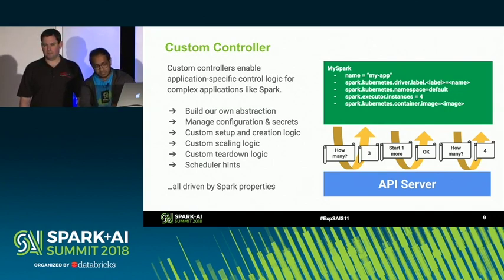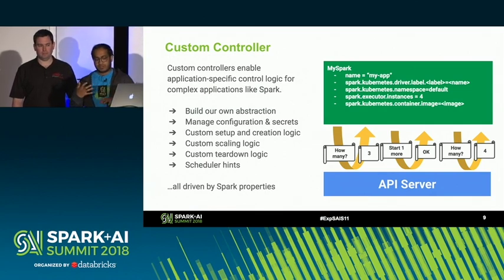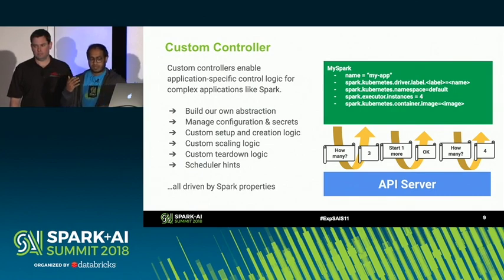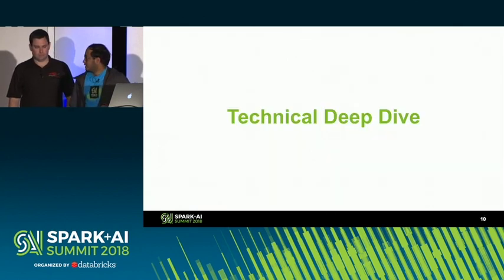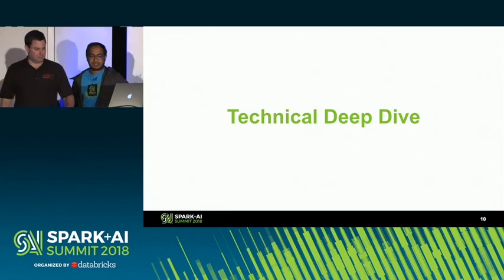If you look at the definition on the right, we're specifying the number of executors, et cetera, and an image for it to run. The Spark application itself is acting as a controller, reconciling and going back and forth with the API server to ensure that your Spark application is running correctly within Kubernetes. Now I'll hand off to Sean for the technical deep dive into Spark.